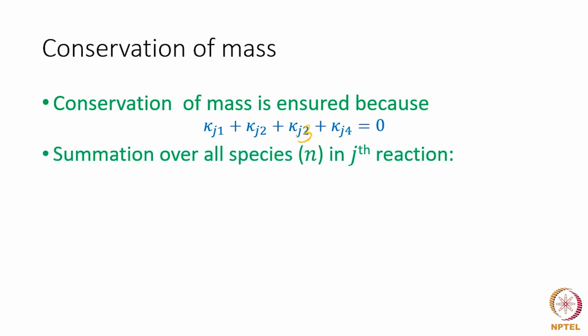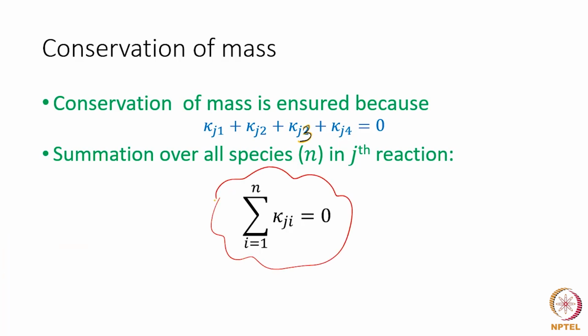So the summation of all species in the jth reaction can then be expressed as follows: kappa ji is summed up, and we see that we can actually write the summation in the following manner, as I am highlighting here. So that actually ensures the conservation of mass as the reaction is proceeding.